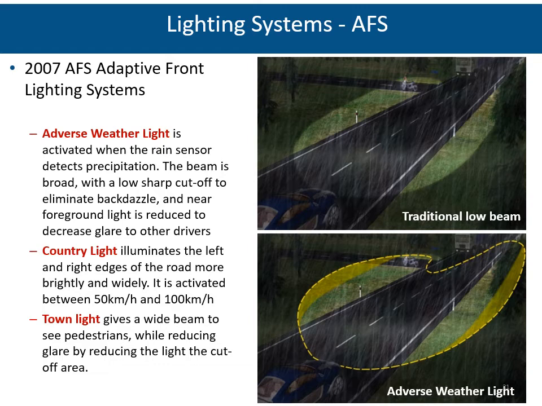Now, naturally, with high definition systems, it's much more possible and easy to realize this kind of beam. Country light was targeting to be used in the country by illuminating the left and right edge of the road more brightly and widely. So it's active between 50 kilometers per hour and 100 kilometers per hour. In town, a specific beam was defined to better see pedestrians and reduce the glare a little bit by reducing the level of light in the cutoff area.